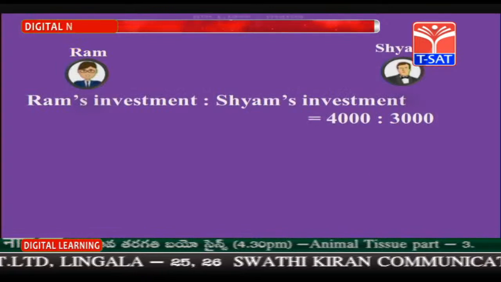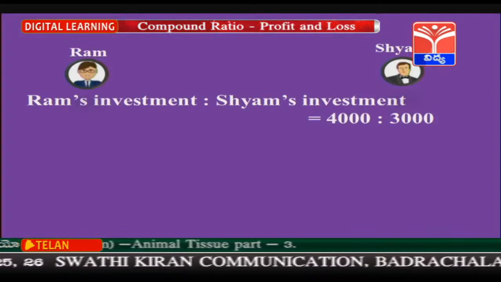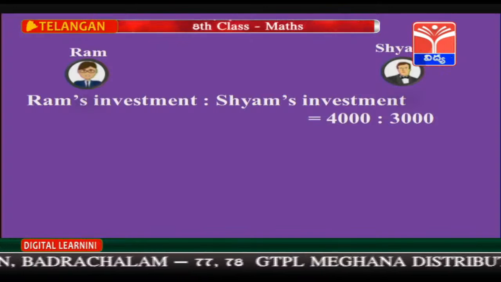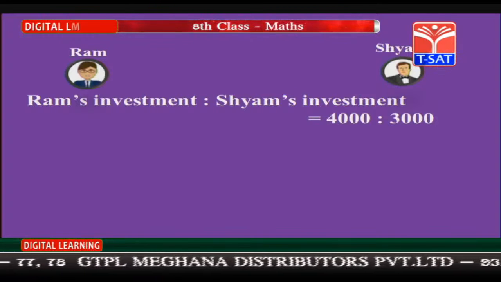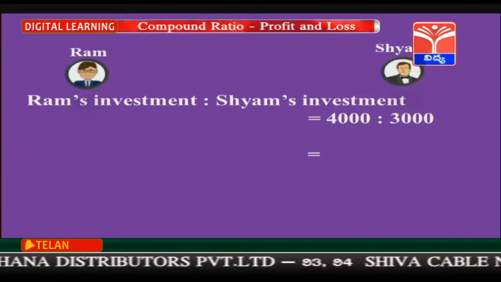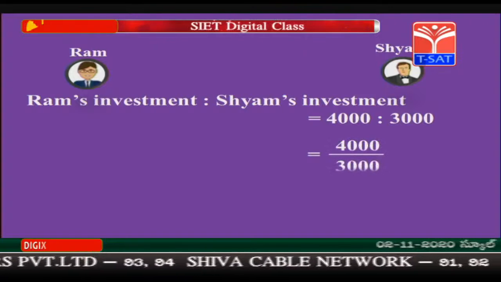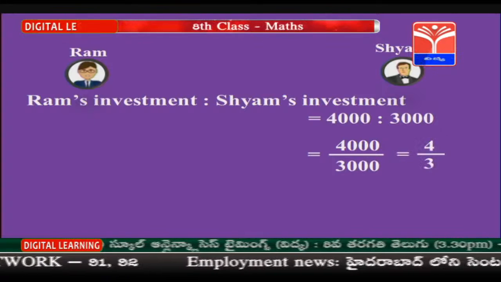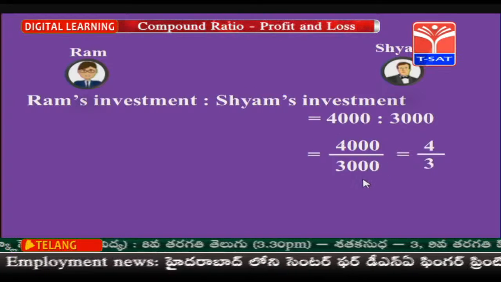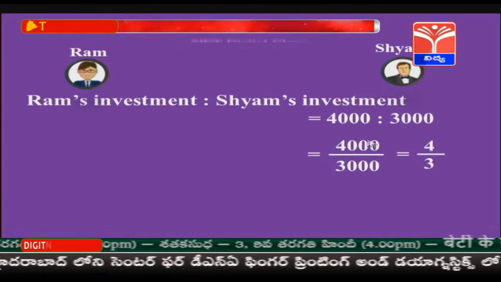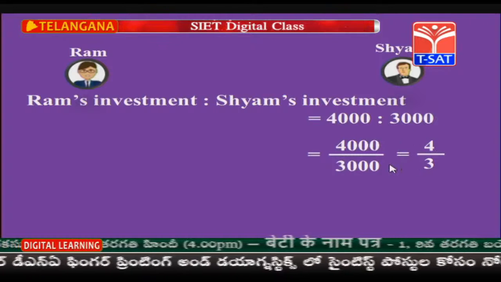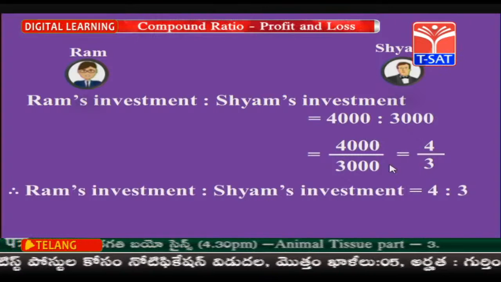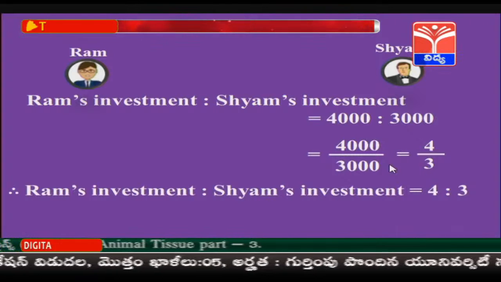Now, let us find Ram's investment is to Shyam's investment. So, we are finding the ratio of their investments, which is equal to 4000 is to 3000. Children, we have already learnt 4000 is to 3000 can be written as, yes, 4000 by 3000. Now, on simplification, we cancel this 1000 goes 3 times and here 1000 goes 4 times. We get the final ratio as 4 is to 3. That is, Ram's investment is to Shyam's investment is 4 is to 3.